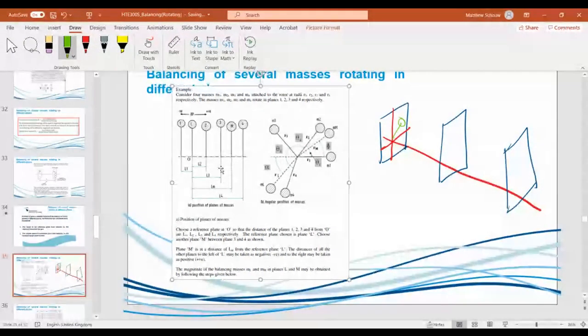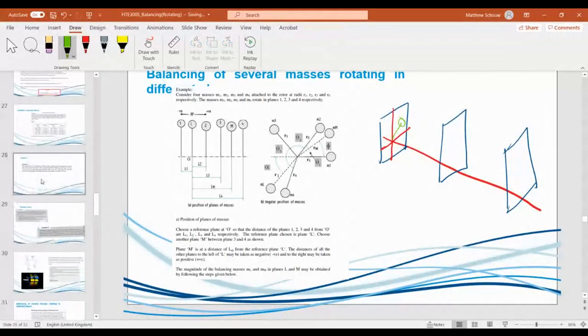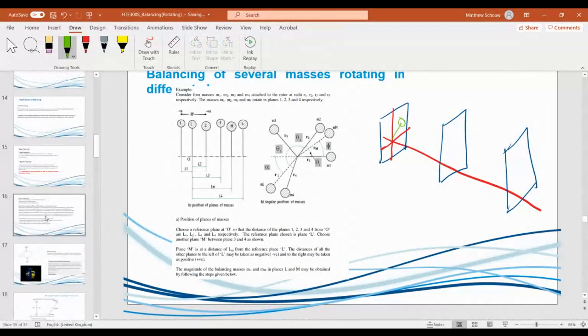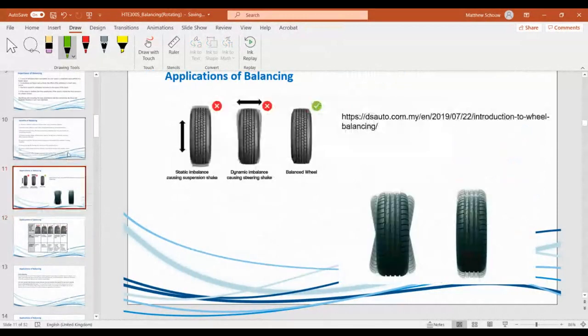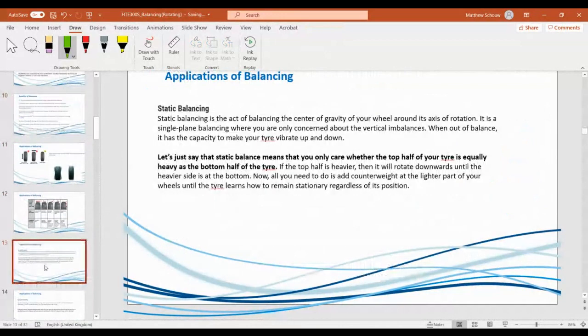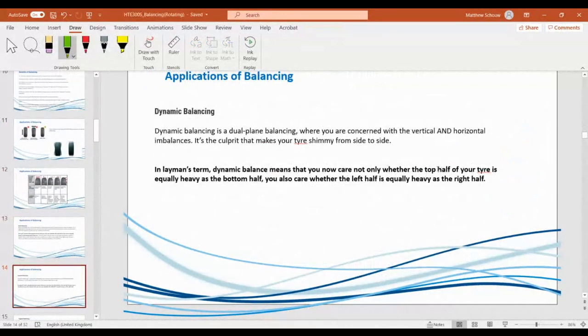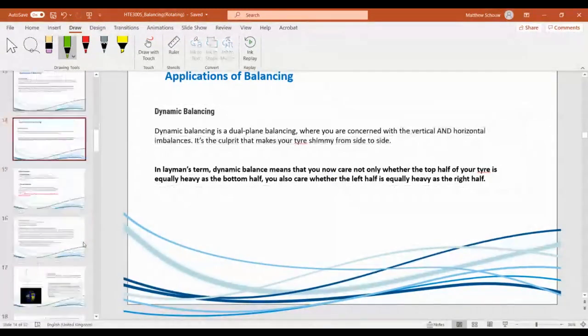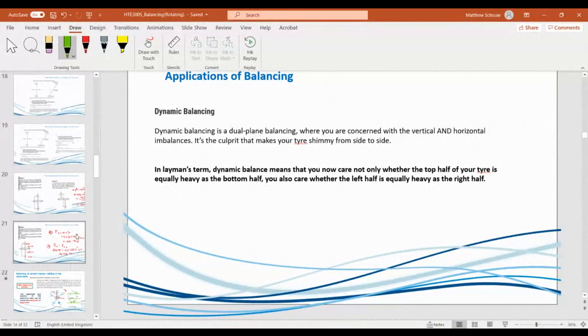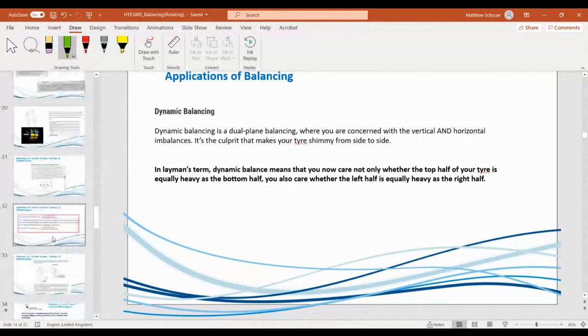Okay. So what we normally do, we have to take a reference plane. And what typically happens, because if you remember the dynamic balance, thank God for technology, I can explain this so well, is that we are concerned with the top half of the tire as well as the bottom half, hence the vertical. In this case, we are also concerned about the left and the right, so we have vertical and horizontal imbalances. So we've got dual plane balancing, so we've got two masses we need to sort out now.